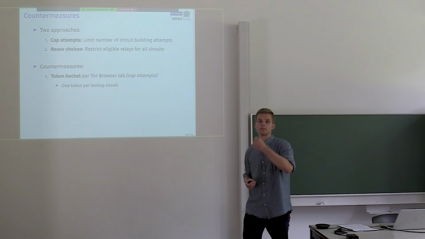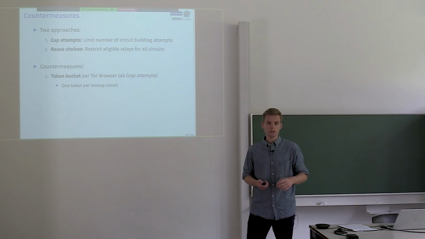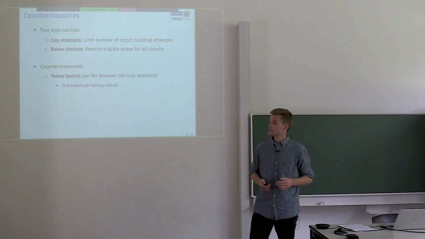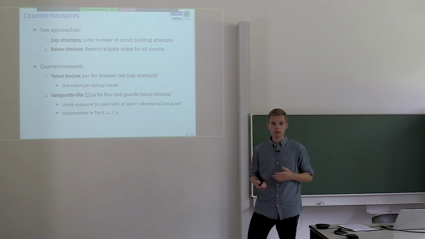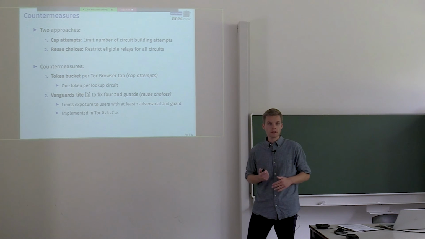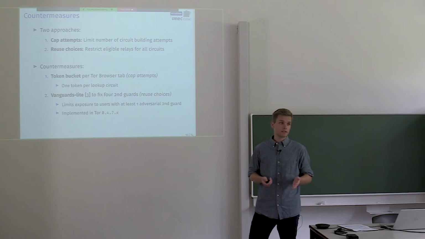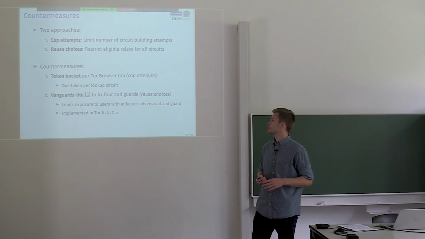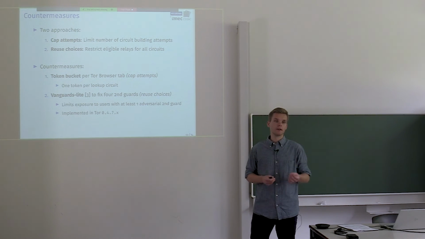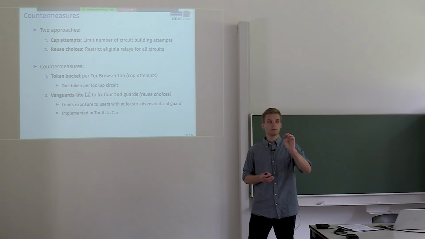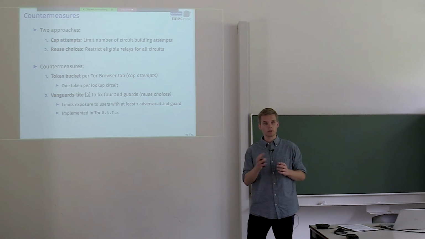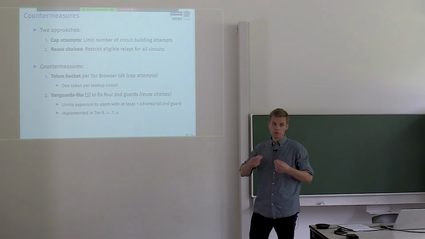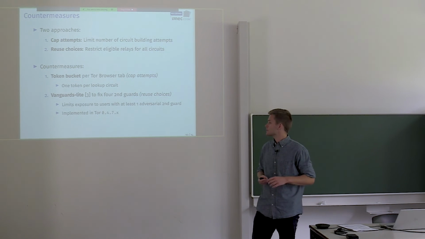So the Tor browser tab would have to take one token to build a circuit, and thus capping attempts. And the second one is actually a proposal from the Tor developers called Vanguards Lite. Vanguards Lite is the light version of Vanguards, which will restrict the number of relays that are eligible for the second hop position on onion circuits, only on onion circuits. So this would reuse choices similar to the guard concept.